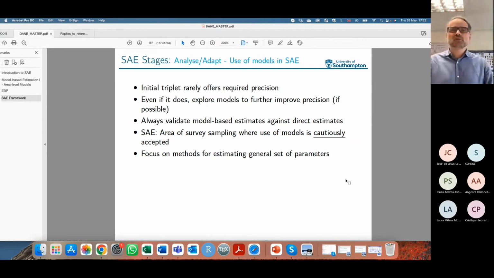Even if they do, you may wish to explore cautiously some models to see if you can improve a bit further what you're trying to do, the precision of the estimates. But in any case, the important thing is that producing direct estimates will always be a good thing, because you want to compare model-based estimates against direct estimates or other survey estimates that you can produce with your data. So, as I said, small area estimation is an area where models are cautiously accepted.